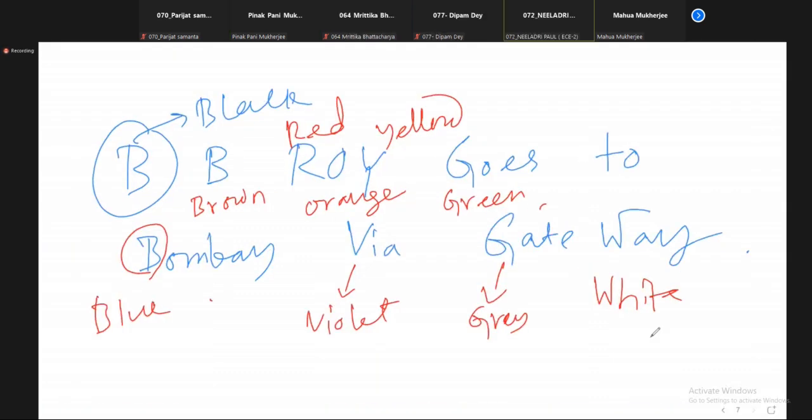So what if there are 5 bands, then how to write? Yeah. If there are 5 bands, then how to write resistance? So how many colors are there? 9.